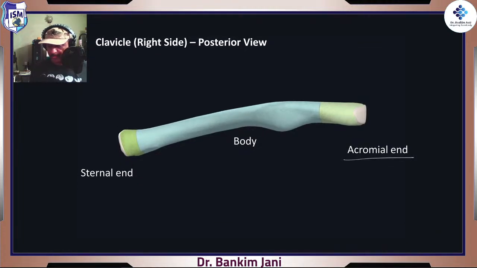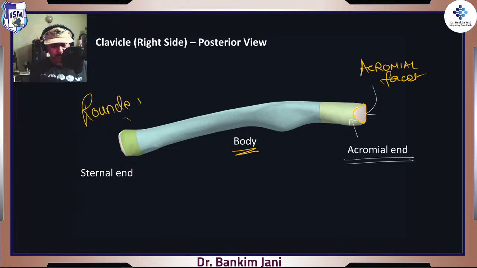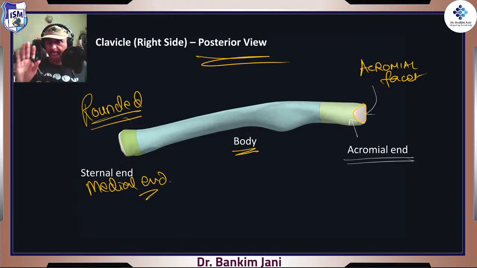So that's fine, right? Let's add something extra to this. So here it is. This is the acromion end. Yes, that's the acromion end. And this smooth thing, this one, that would be the acromial facet, correct? That's the body, that's simple. And this one is the rounded sternal end, the medial end. Remember, you are watching from the posterior aspect. It means you have taken the clavicle out and then you are watching from the back.